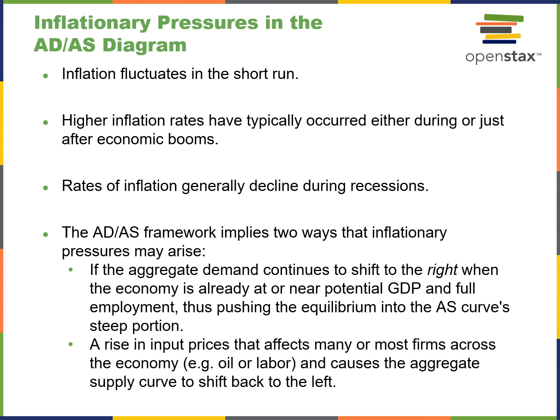In the ADAS framework, it implies two ways inflationary pressures may arise. That is if the aggregate demand continues to shift to the right when the economy is already at or near the potential GDP and full employment, thus pushing the equilibrium into the AS curve's steep portion, or a rise in input prices that affect most firms across the economy, such as oil and labor, and causes aggregate supply to shift back to the left. So there's two conditions there.